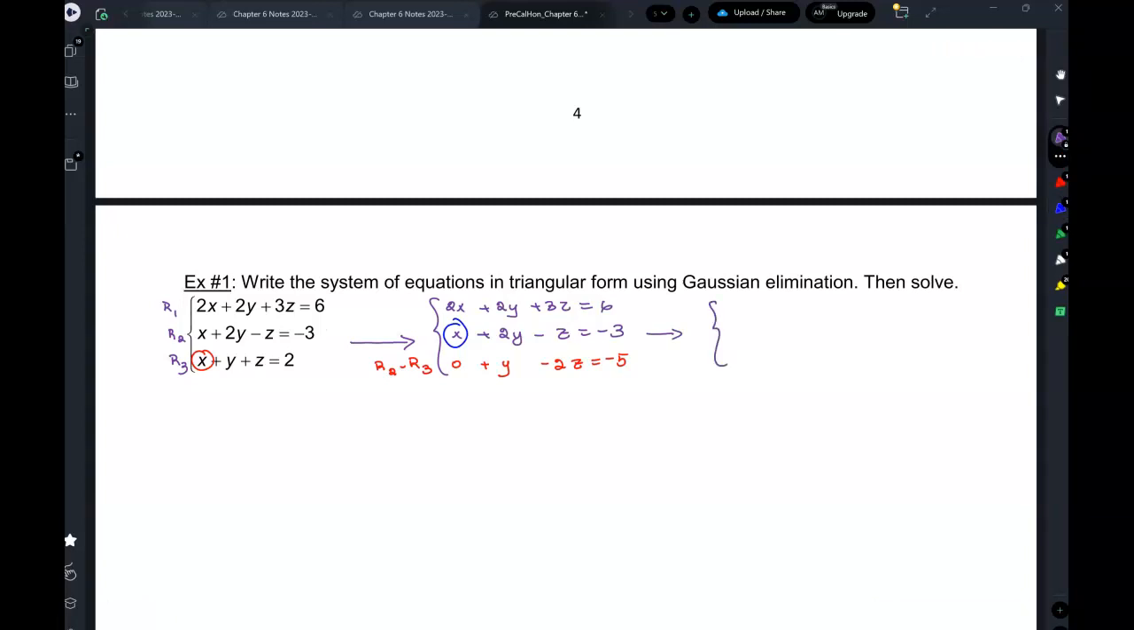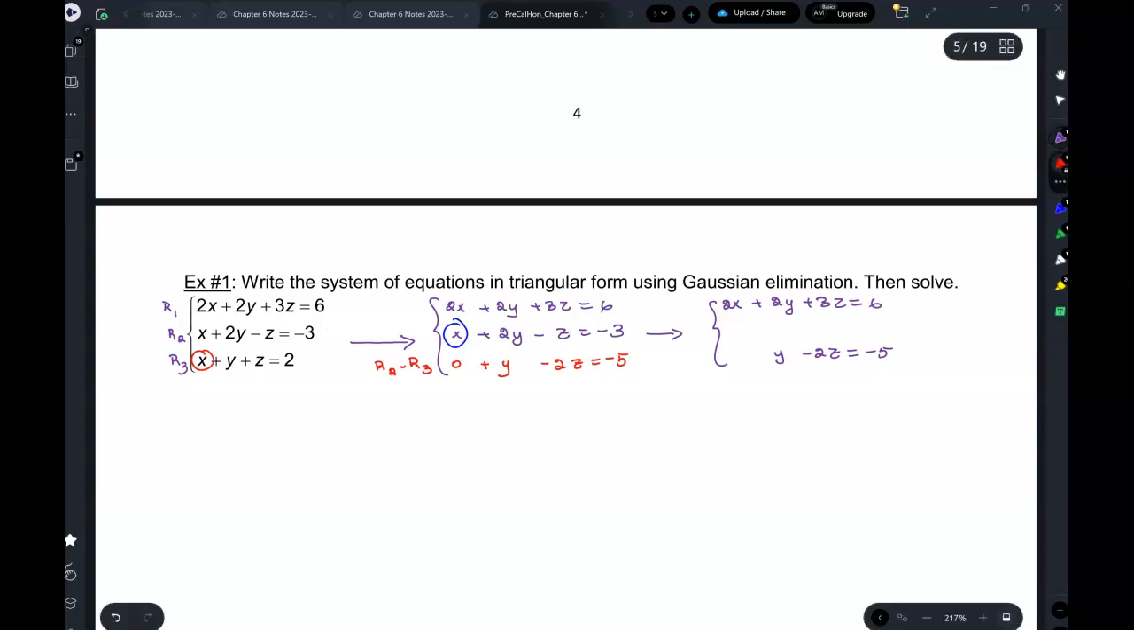Okay, so how can I get rid of that x? What do I do? Just look at this column. Minus R1. Okay, so 2R2 minus R1. So look at this. This is going to stay unchanged now, so I copy it over. This is also going to stay unchanged, so I copy it over. The bottom one.